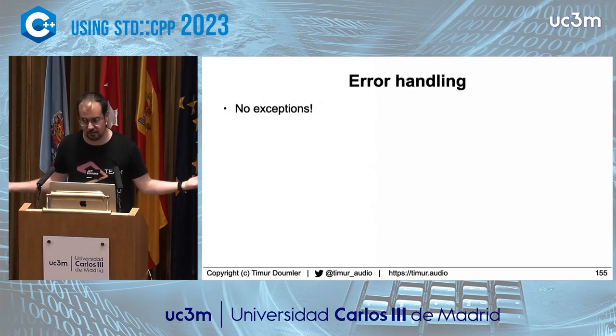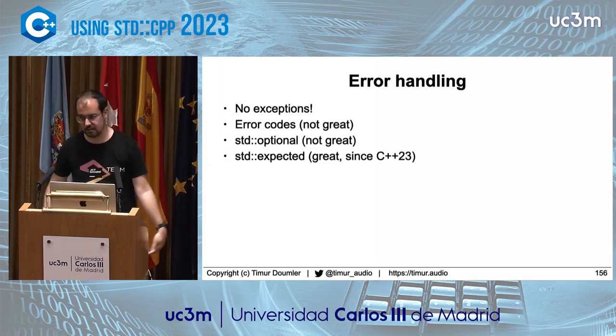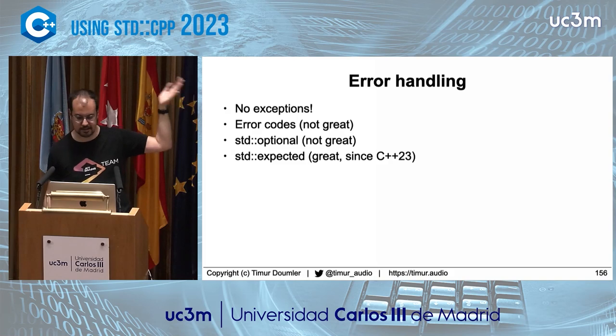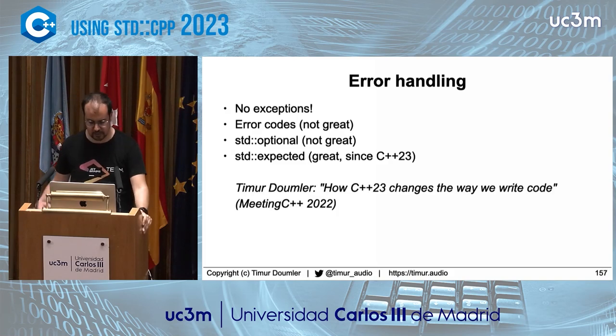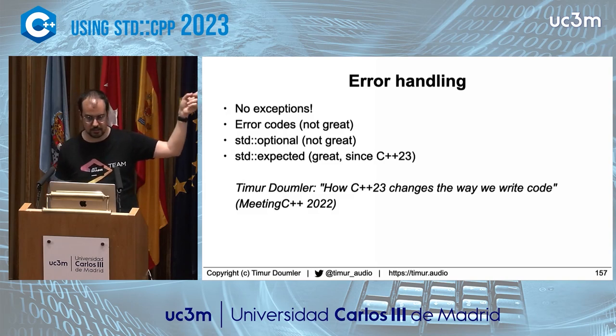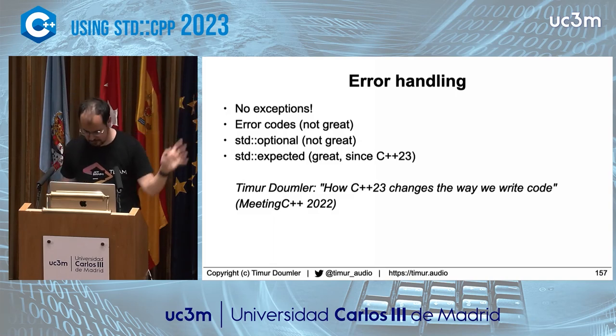Error handling, you can't throw exceptions because that's a dynamic memory allocation. So you can return an error code like the C people, obviously not great API design. You can use std::optional, but then you lose the information about what the error was. You can use std::expected, which is actually really great for this, which we have since C++23. I talk a lot more about this in my other talk. That was my CppCon keynote last year, but actually later I did a version at Meeting C++, which is the version you should be watching because there's a few bug fixes in there.